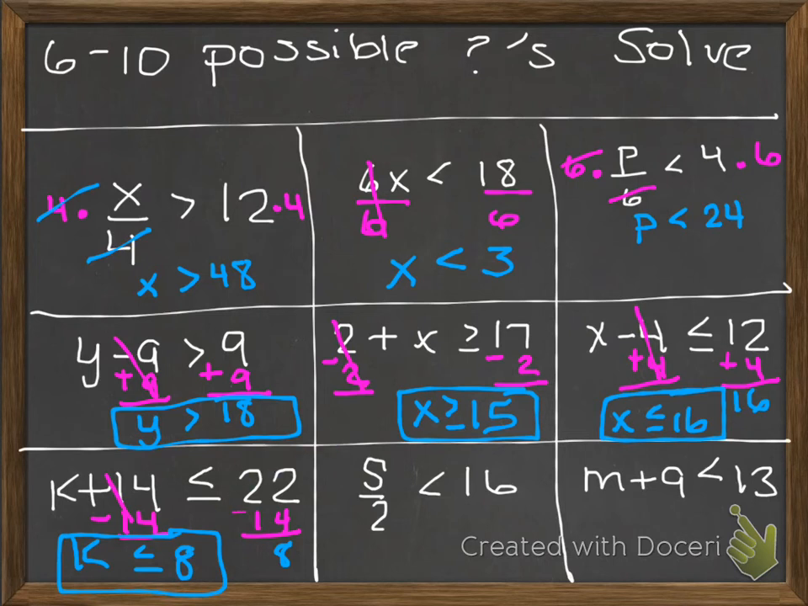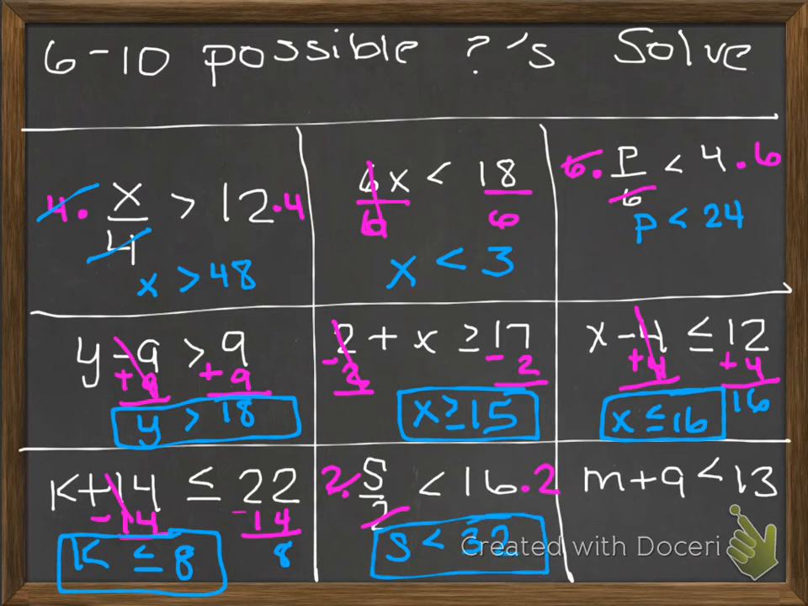All right, and now we have s divided by 2 is less than 16. So you ask yourself, the variable is s. It's being divided by 2, so we need to multiply both sides by 2 so that we can get rid of the 2. And then you are left with s is less than 32. And you could put a little box around that.